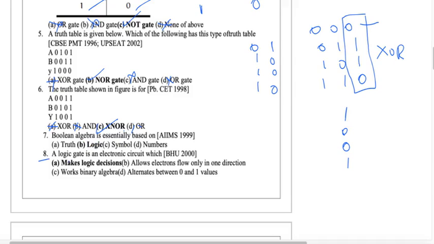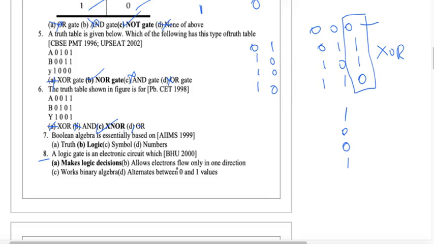Question number 8. A logic gate is an electronic circuit which, what will it do? If we see option D, alternates between 0 and 1 value. It does not always alternate between 0 and 1 value. The second one is works on binary algebra. Binary algebra is totally different, where you are adding and subtracting.